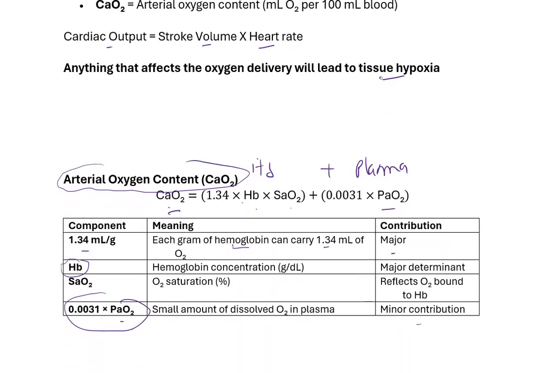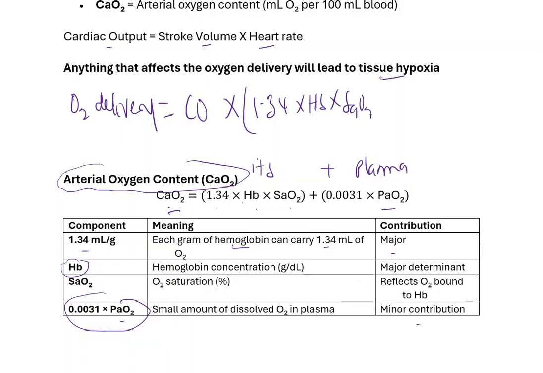So at the end of the day, if you extend our formula, the formula for oxygen delivery will be our cardiac output, right, multiplied by oxygen content. And we said that oxygen content will be 1.34 multiplied by hemoglobin multiplied by oxygen saturation, right? Plus, so we're going to add this, right?